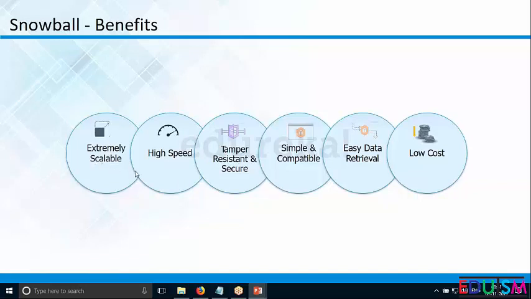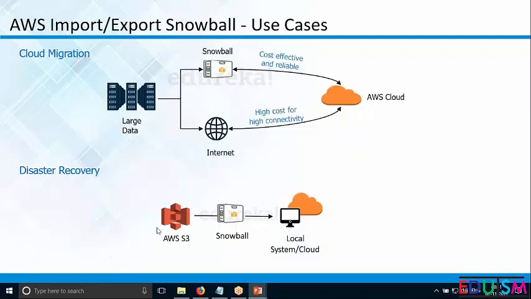It is extremely scalable. So your data can go from 20 terabytes to 50 terabytes at the max. If you have data which is more than 50 terabytes, you can ask for two equipments. So 200 plus 200, $400 you can ask from AWS. Okay, so that is how the things work. So these are the use cases.